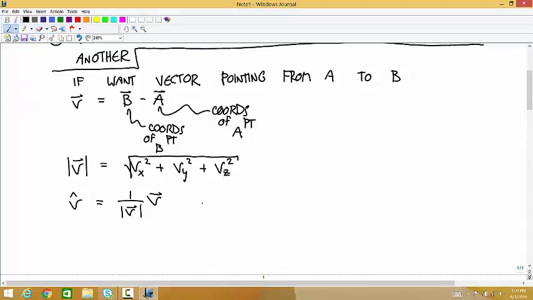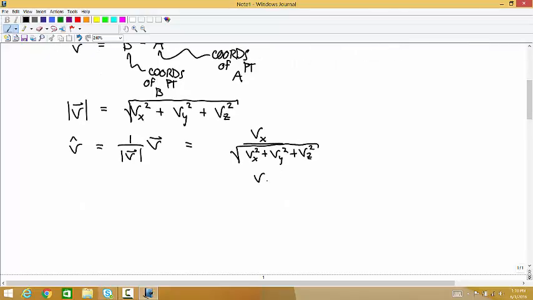So you could also write this as: the x component of v hat is the x component of v divided by the length of the vector. The y component is the y component of the vector v divided by that same square root expression. And same thing with z: it's equal to vz divided by the square root expression.